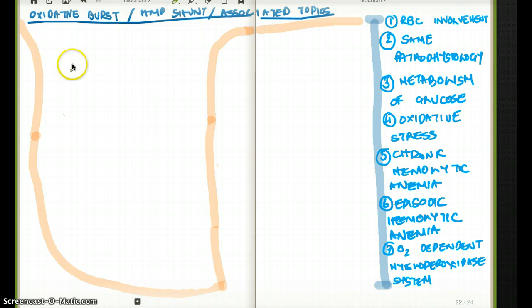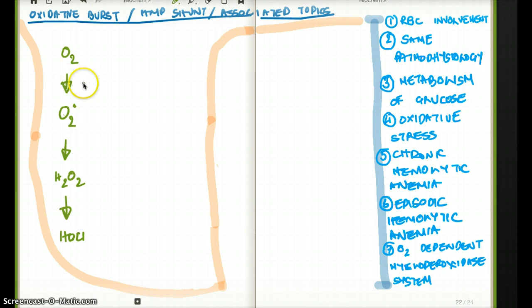One of the things that we use oxygen for in our body is to kill bacteria. And how do we do that? We take our oxygen, we convert it into oxygen free radicals, and that is converted to hydrogen peroxide, and eventually hydrogen peroxide is converted to HOCl, which is nothing but bleach, and we use bleach to kill our bacteria.